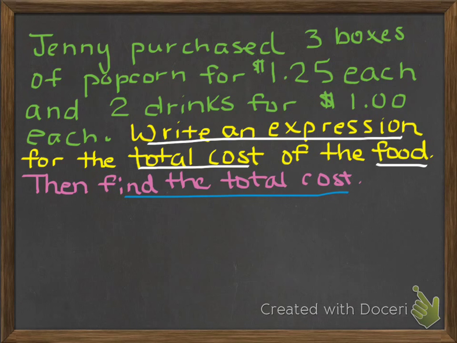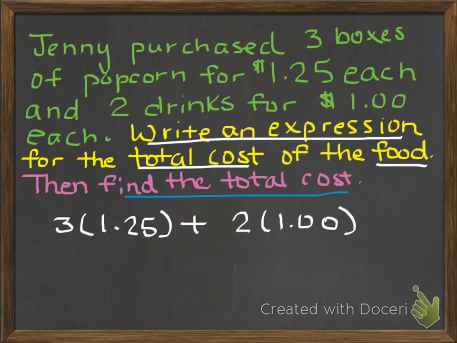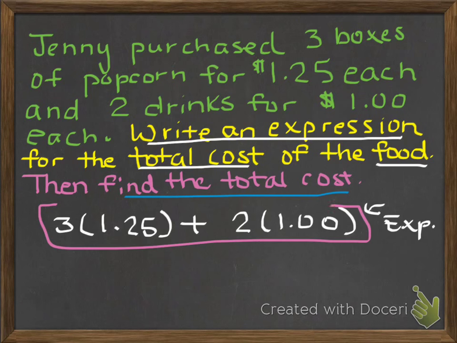So let's go ahead and pull some information out here. So it says Jenny purchased 3 boxes of popcorn. So we're going to write a 3 here because that's the number that she purchased, times $1.25 because that's the cost. We're going to add that to the 2 drinks that she bought that were $1 each. So you want to make sure that you know how to do this part because this is the expression, okay? And then from there, we are going to do the math. So this is our first answer. So I'm going to put a box around it because this is the first line that we would put.